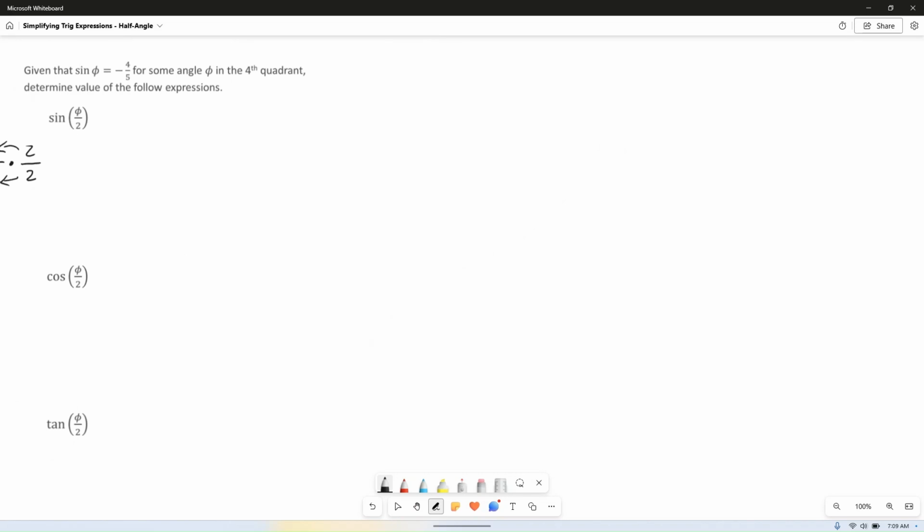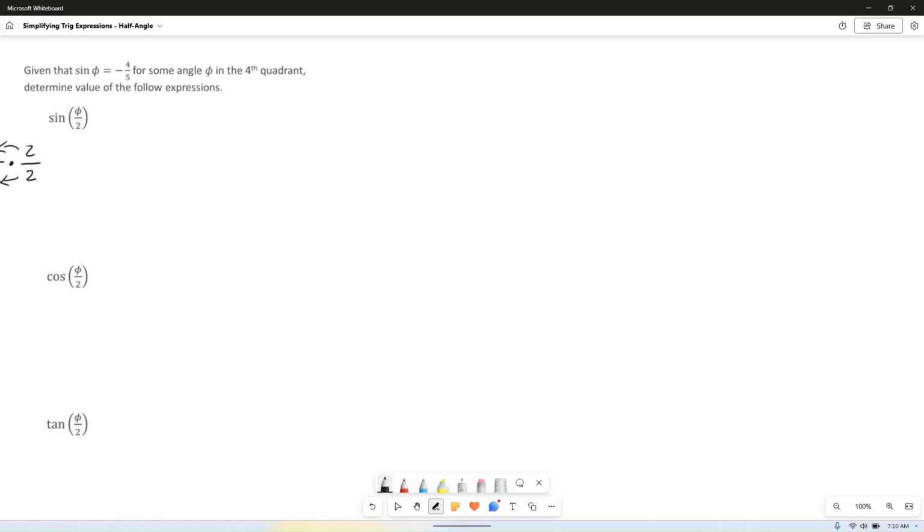This time we're given that the sine of the angle phi, so phi is a Greek letter. There's different ways we can write it, but generally it just looks like a small circle with a vertical line passing through it. The sine of phi is equal to a negative 4/5, and we know that for some angle phi, that's going to be in the fourth quadrant. And we want to determine the value of 3 expressions: the sine of phi over 2, the cosine of phi over 2, and the tangent of phi over 2.